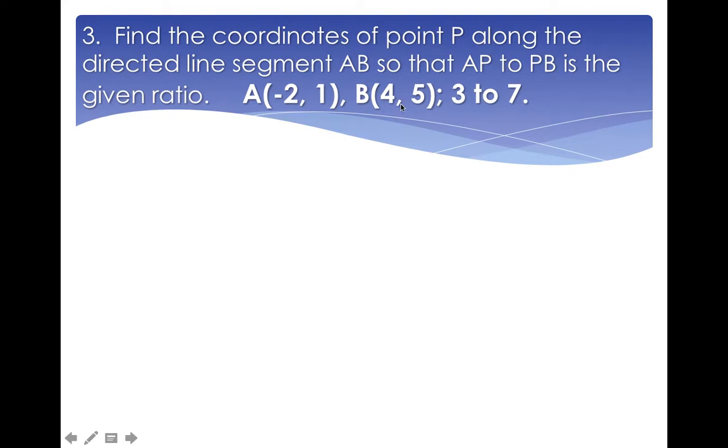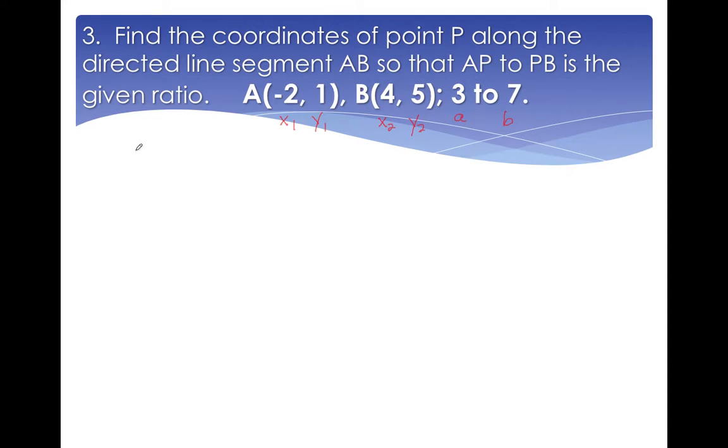So it says find the coordinates of point P along the directed line segment AB, segment AB, so that AP to PB is the given ratio. So they tell us what we have right here. Okay. So if we label everything that we have, notice we can label this as my x1 and y1. I can label this as my x2 and my y2. And I can label this as my A and this is my B.